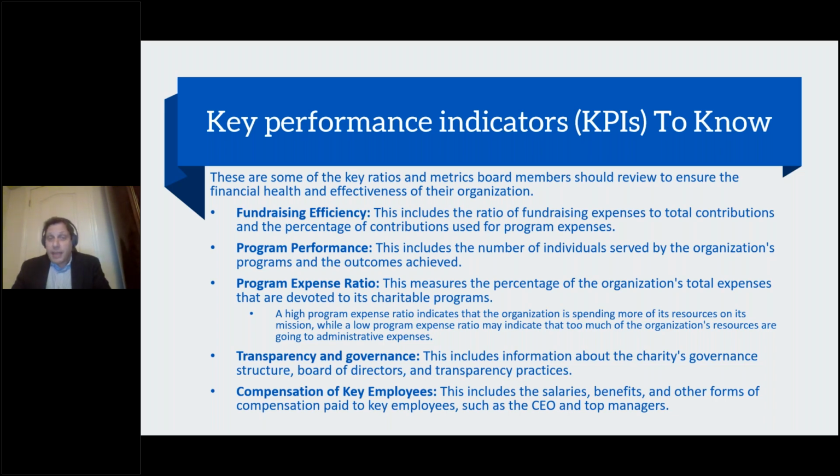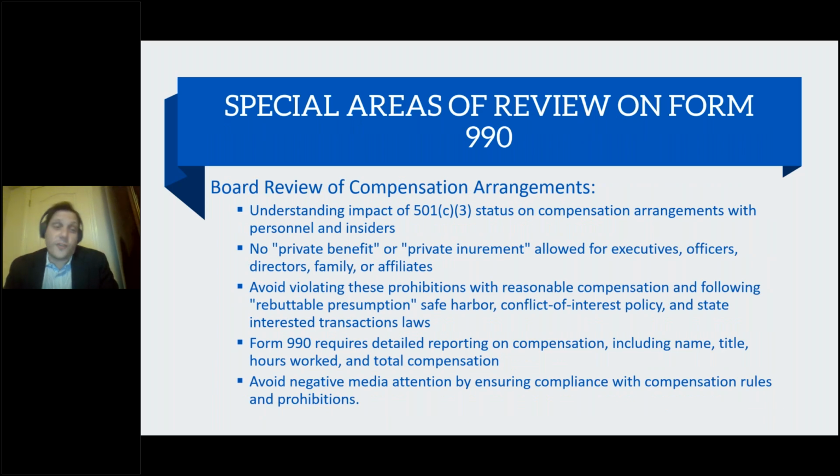Fundraising efficiency, this is really the amount of money raised in relation to the cost of fundraising. Transparency and governance is more about the policies and procedures, the charity structure, board of directors and practices. And compensation of key employees, which includes salaries, benefits, and other types of key executive compensation. Now, it's important to keep in mind as well that there's no single ratio or metric that's a perfect indicator. Everything needs context, and every organization has its own story as to why certain numbers are the way they are. But these are always good numbers to know and understand. And if there is a variation, understand why that variation is. So we did want to make sure everyone was familiar with those.